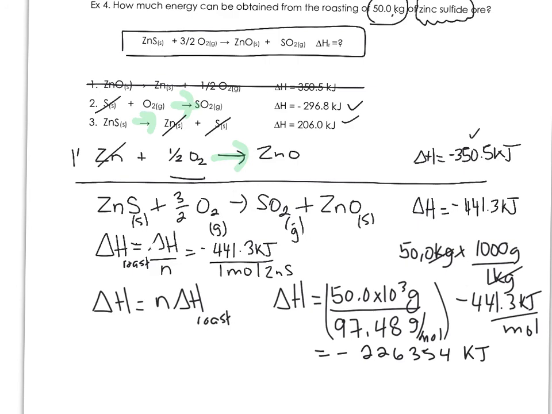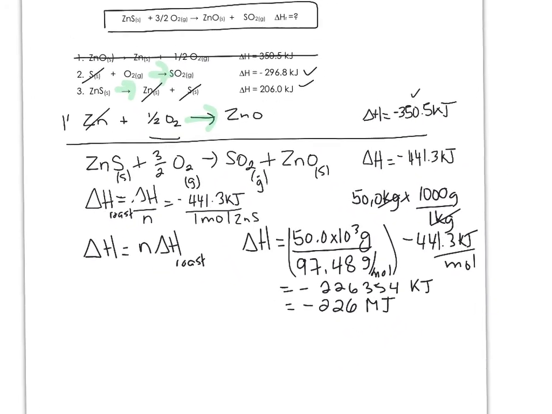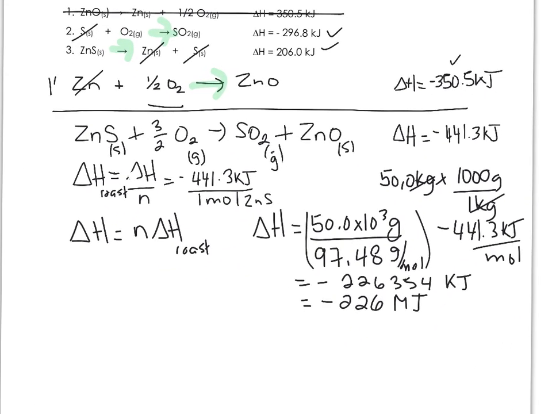Let's give this some significant digit adjustments. So minus 226 megajoules. There's 1,000 kilojoules in a megajoule. Or, if you want to stay in kilojoules, negative 2.26 times 10 to the 3 kilojoules.